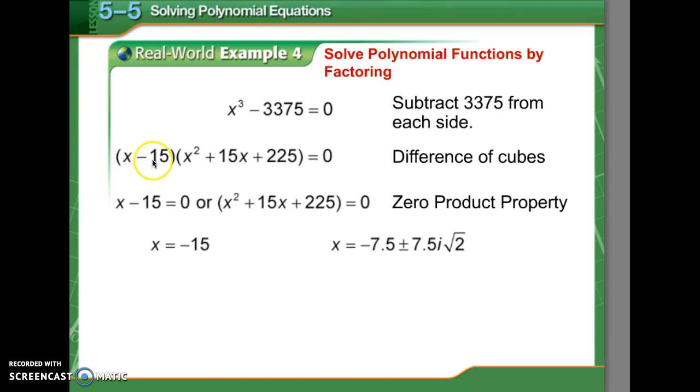So we're curious, when does x minus 15 equal 0? And I've noticed that they have made a mistake here. This should be positive 15, because 15 minus 15 gives us 0. Or this second piece could also give us 0. And from this second piece, we get this crazy number right here, negative 7.5 plus or minus 7.5 i root 2. That's not going to be any good for us, because it's got imaginary numbers in it, and we can't deal with imaginary side lengths.